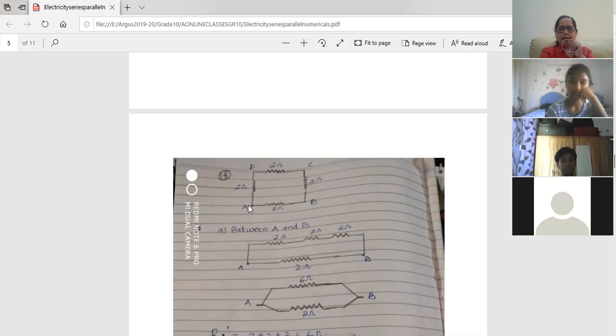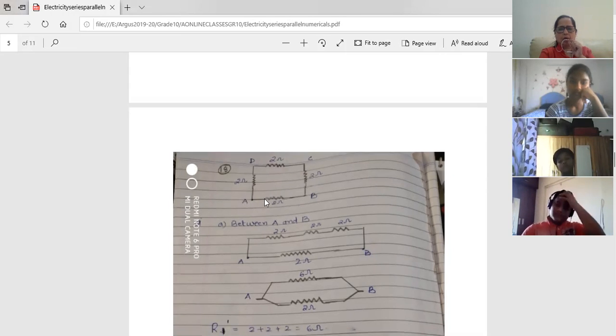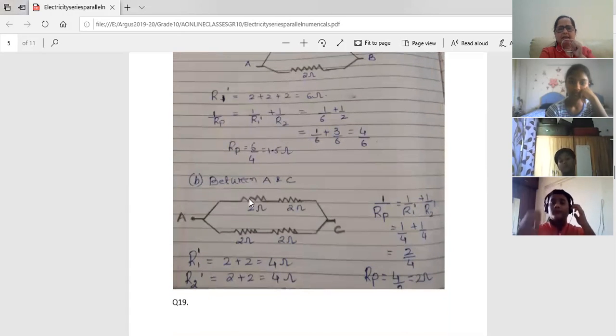So between A and B it is different, and now it is between A and C. So when I have to find it between A and C, how do I simplify my circuit? So this is how I simplified my circuit. Between A and C, 2 and 2. On the left hand side, 2 and 2 have been taken on top and 2 and 2 have been taken down. So I have got 2 ohms and 2 ohms in the upper part of the circuit and 2 ohms and 2 ohms in the lower part of the circuit.